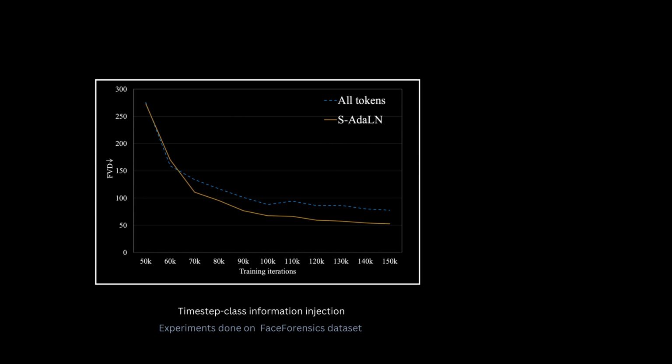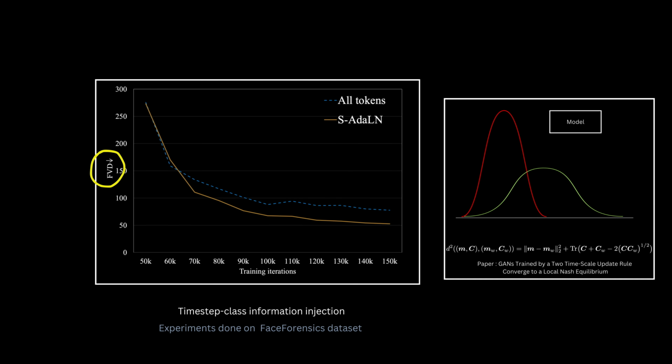First up is time step and class conditioning. For evaluations, the authors use FVD metric, which is very similar to FID, which we looked at in the DIT video, except FVD is for videos. So for the pre-trained model, we would be using something like i3D, which is a video model, pre-trained on a video dataset. And rather than getting image representations, we would get representations of real and fake videos generated by our diffusion model.